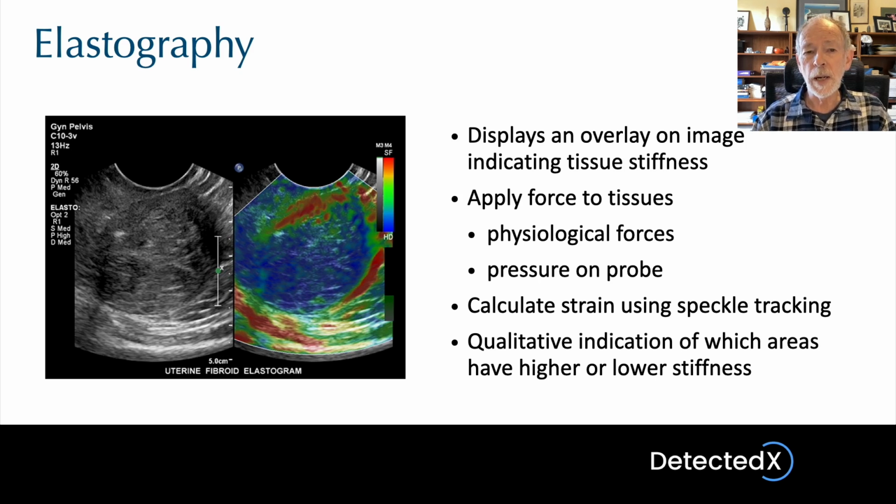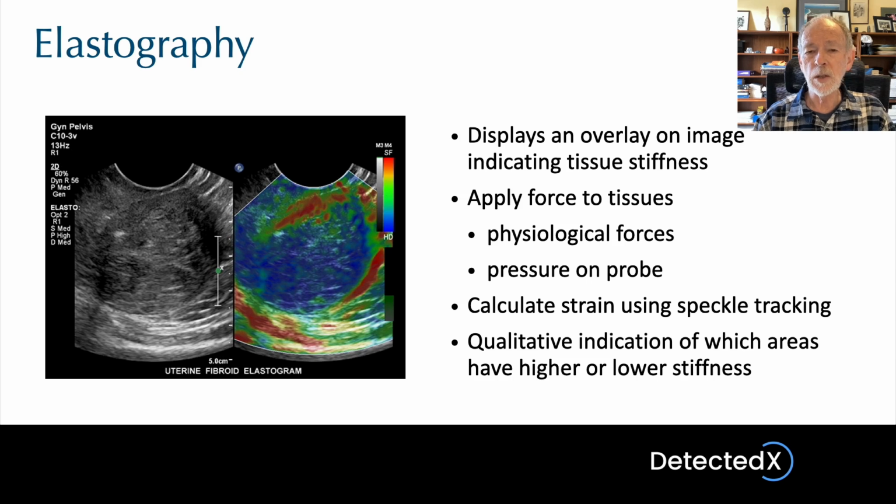If you look at the color bar, you'll see that very soft tissues are shown in red and very hard tissues in blue. And there's a gradation of colors in between. So the color overlay just shows in relative terms which tissues are more or less stiff. So how is this done?